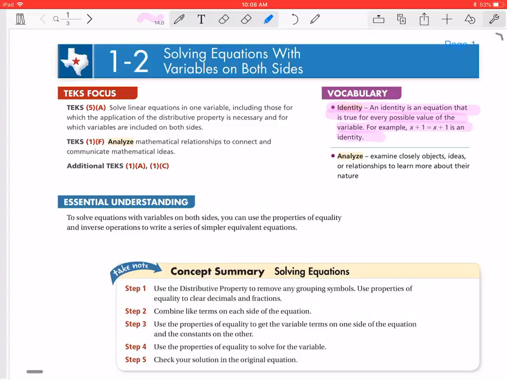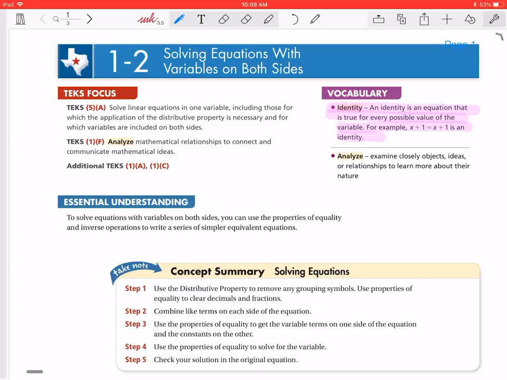An identity is an equation that is true for every possible value of that variable. For example, we have here x plus 1 is equal to x plus 1. That is an identity. For any value that I plug in for x, it will always be true. So it's the same equation.